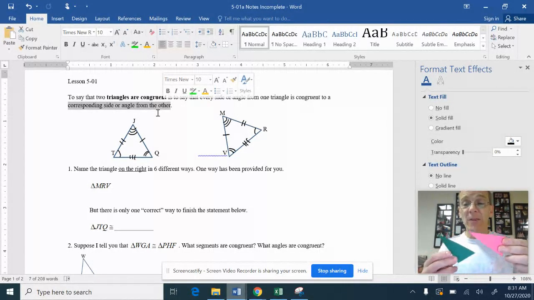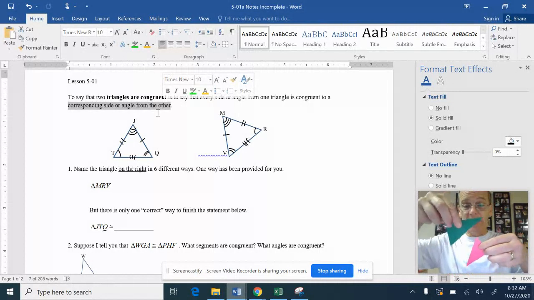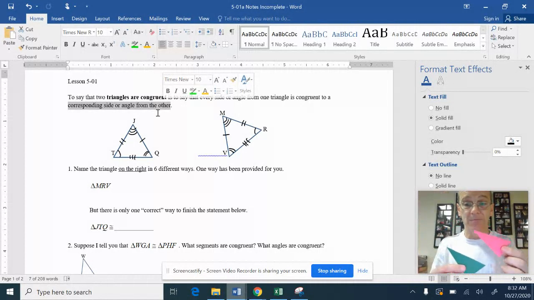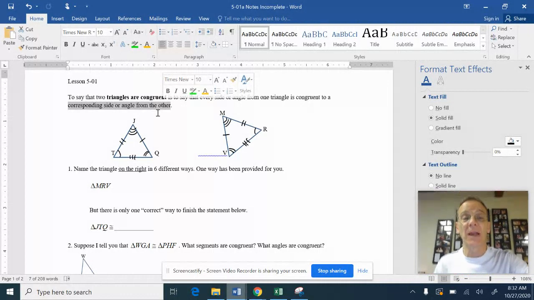And it doesn't matter which way they're facing or pointing or anything like that. They are congruent right now. They are congruent no matter how I hold them. Okay? That's what we mean by congruent triangles.